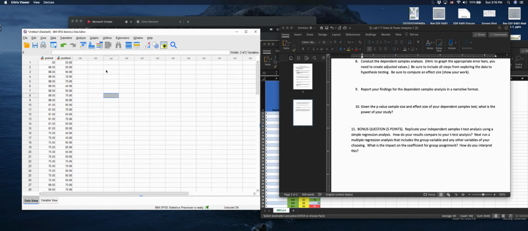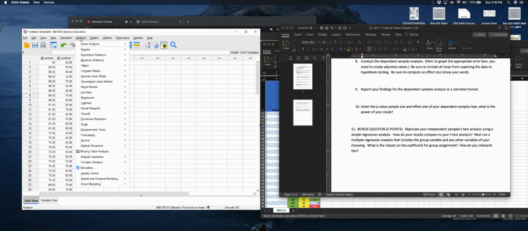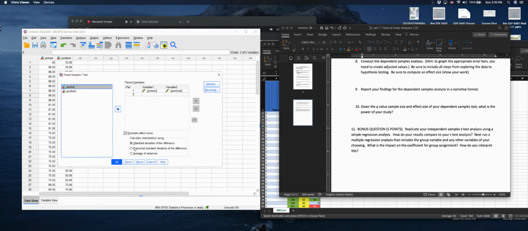In order to run my dependent samples t-test, I'm going to go to Analyze. I am going to go to Compare Means, because t-tests compare means. I'm going to go to Paired Samples t-test. And then I'm going to put in my information for how I would like the program to read my data. My pre-test is variable 1, and my post-test is variable 2.